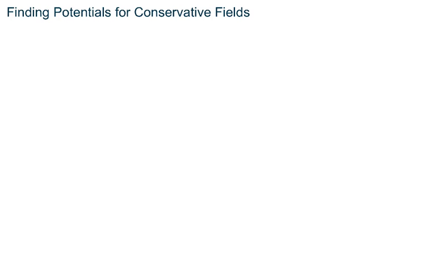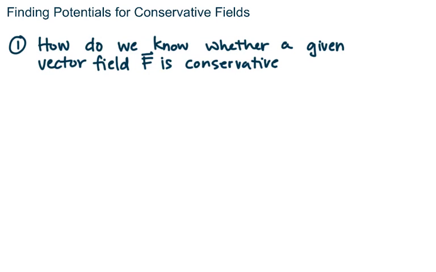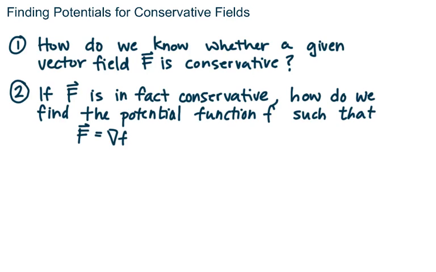As we're moving through this unit and talking about line integrals of conservative fields and our shortcut rule, kind of using the fundamental theorem of line integrals, we have two big questions that should be arising. Question one: how do we know whether or not a given vector field F is conservative? And question two: if that vector field is in fact conservative, how do we find the potential function of F such that the conservative vector field is equal to its gradient?